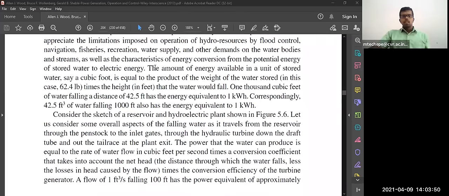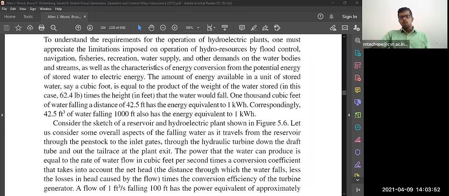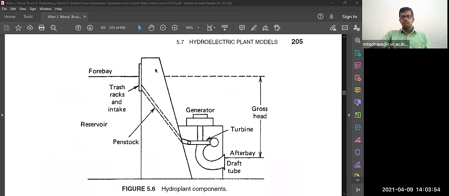Okay, this hydroelectric power plant model you have already studied in your power system subject itself. So if you see, this is the structure of a hydro power plant, wherein there is the dam, where the reservoir or dam water is being stored. And in the dam, you'll be finding these trash racks and intakes.